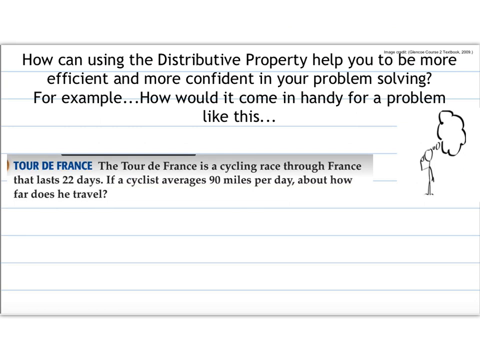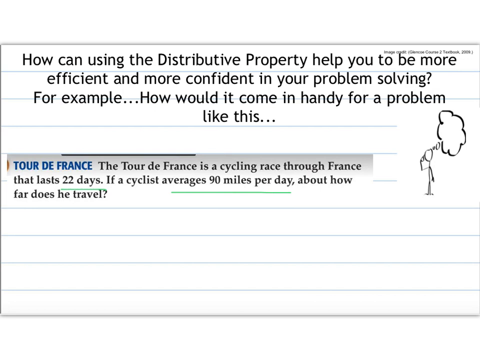So how can using the distributive property help you become more efficient and more confident in your problem solving? For example, how would it come in handy for a problem like this? The Tour de France is a cycling race through France that lasts 22 days. If a cyclist averages 90 miles per day, about how far does he travel? How does this help me?